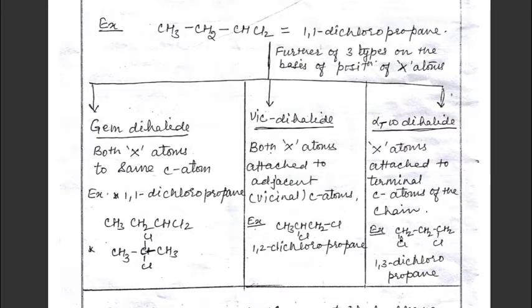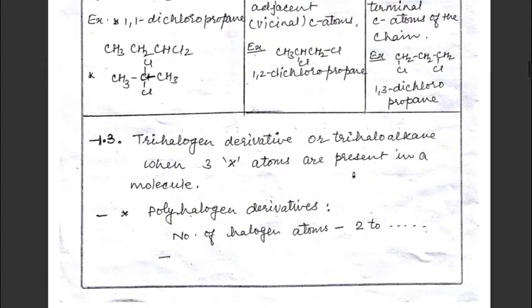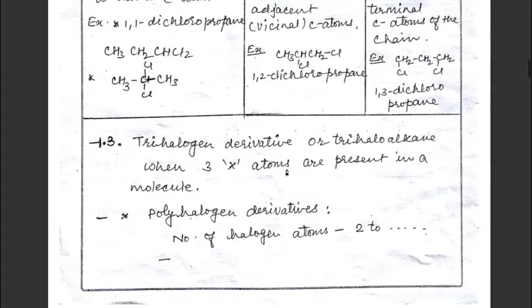For example, this compound has 3 carbon atoms, so a chain of 3 carbon atoms, and halogen atoms are attached to the terminal carbon atoms of the chain. 1,3-dichloropropane. So this is called an alpha omega dihalide. Trihalogen derivatives or trihaloalkanes, when 3 halogen atoms are present in the molecule, as I said earlier. In general, alkyl halides containing 2 or more than 2 halogens are called polyhalogen derivatives or polyalkyl halides.